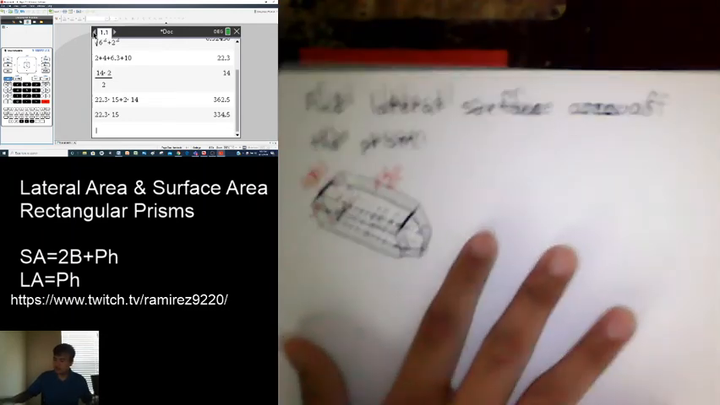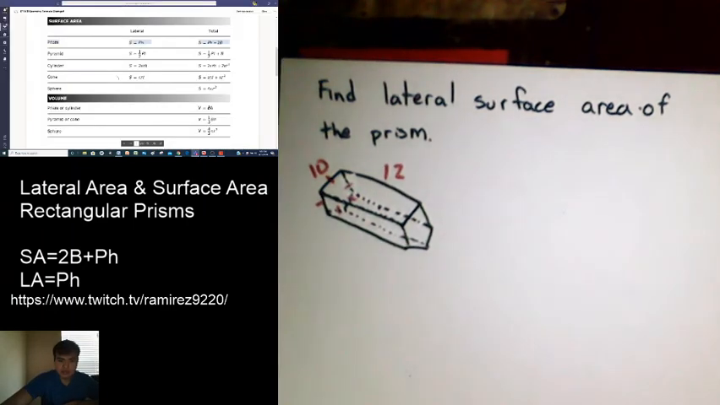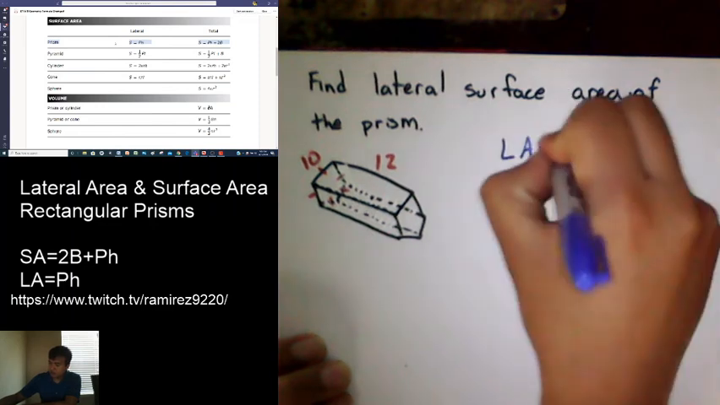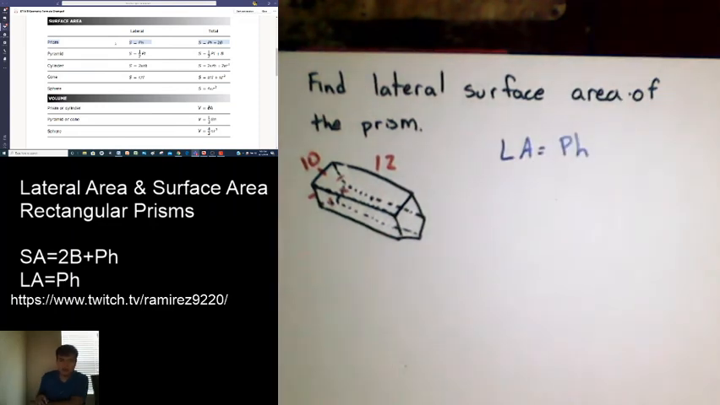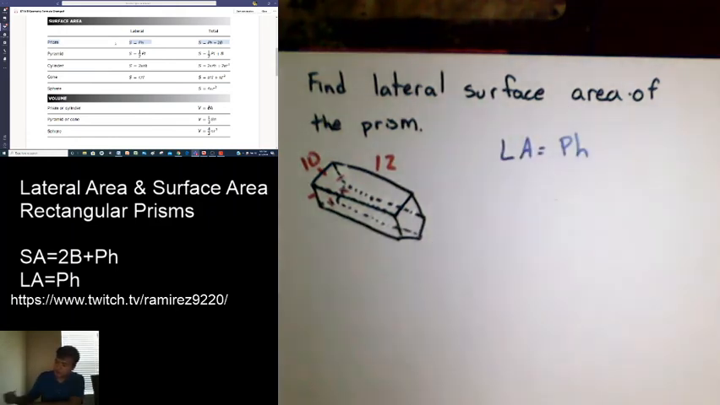So again, in this problem right here, I'm just asking you guys to find the lateral surface area. And according to our formula, the lateral surface area of a prism is just pH. So as you're working on this, make sure you're using this formula sheet. This formula sheet, again, you can find on Teams under Files.